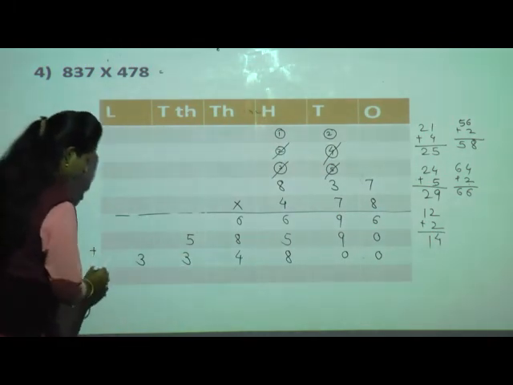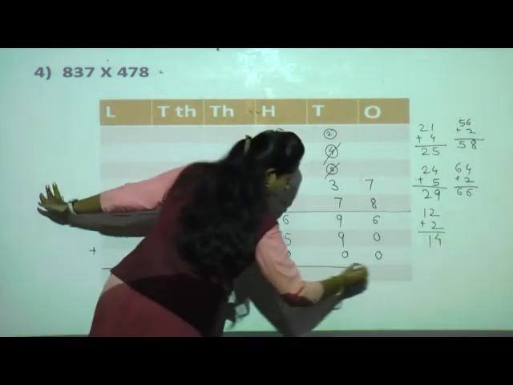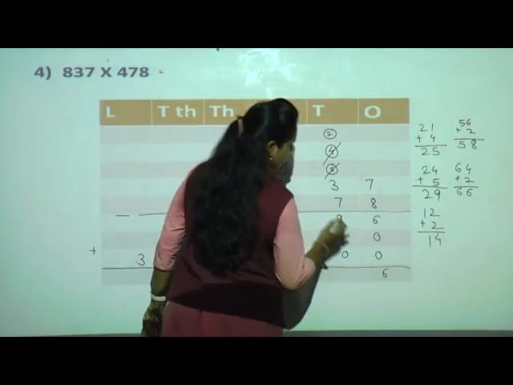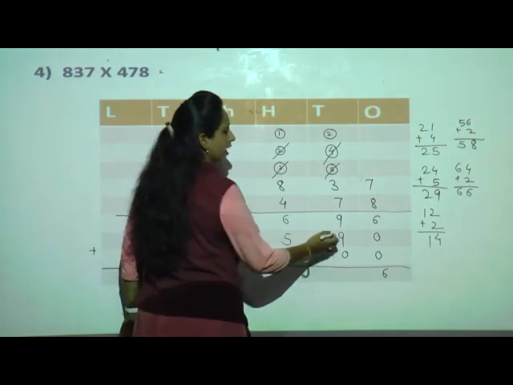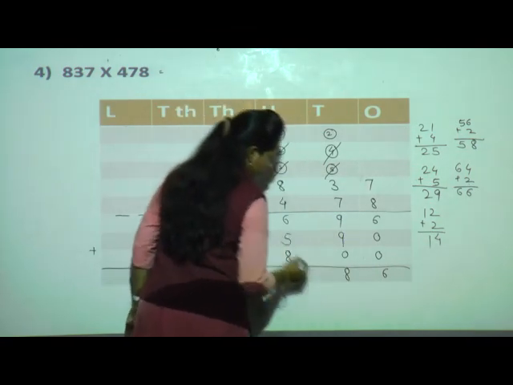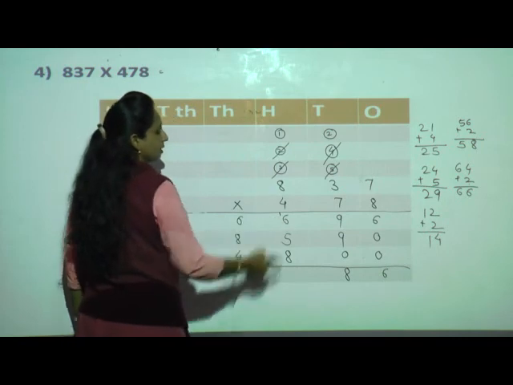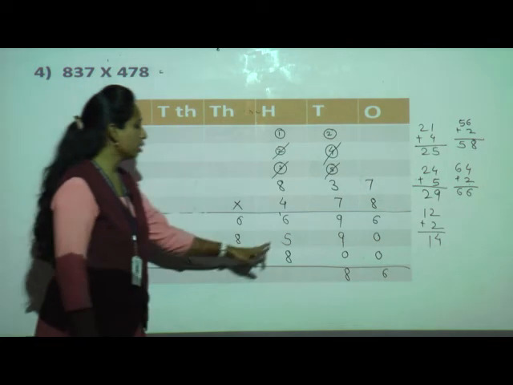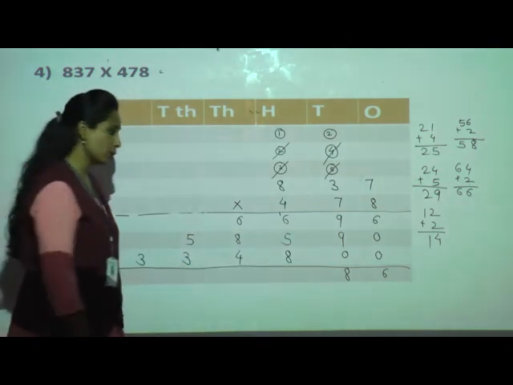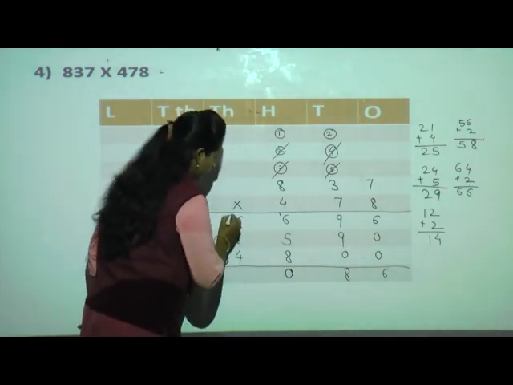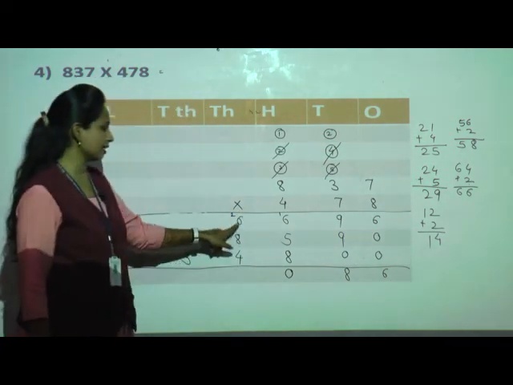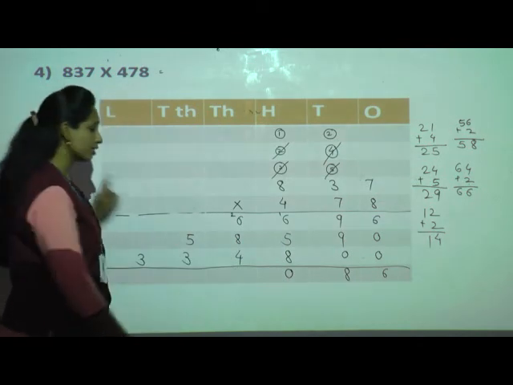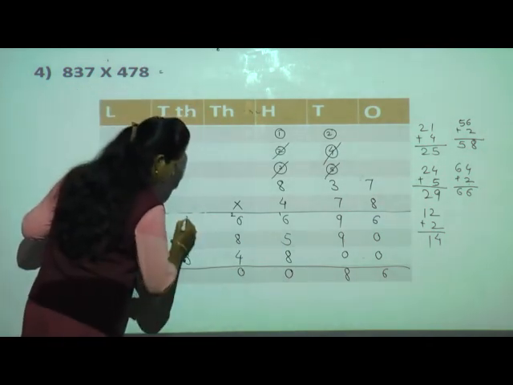Now we will add these 3 numbers together. 6 plus 0 plus 0 is 6. 9 plus 9 is 18. 18 plus 0 is 18 only and 1 will carry. 1 plus 6 is 7. 7 plus 5 is 12. 12 plus 8 is 20. Write 0 here and 2 will carry. 2 plus 6 is 8. 8 plus 8 is 16. 16 plus 4 is 20. So write 0 here and 2 will carry.